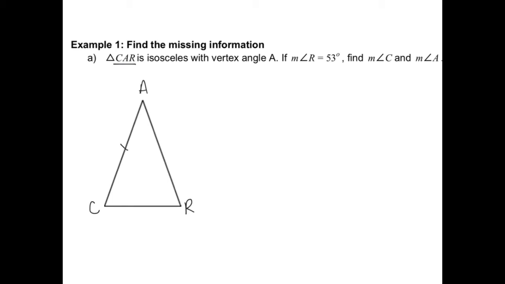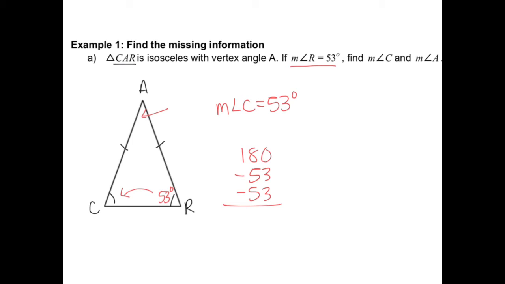So since it is isosceles and A is the vertex angle, I can label those sides congruent, and I can also label those angles congruent, which is helpful because it says that the measure of angle R is 53 degrees. I'm just going to continue to label with the information that is given. I am supposed to find the measure of angle C. Well, those 2 angles are congruent. So the measure of angle C will also equal 53 degrees. And then for the measure of angle A, we're going to have to use the triangle angle sum theorem. So I'm going to take 180 and subtract the 2 53 degree angles to get 74 degrees. So the measure of angle A equals 74 degrees.